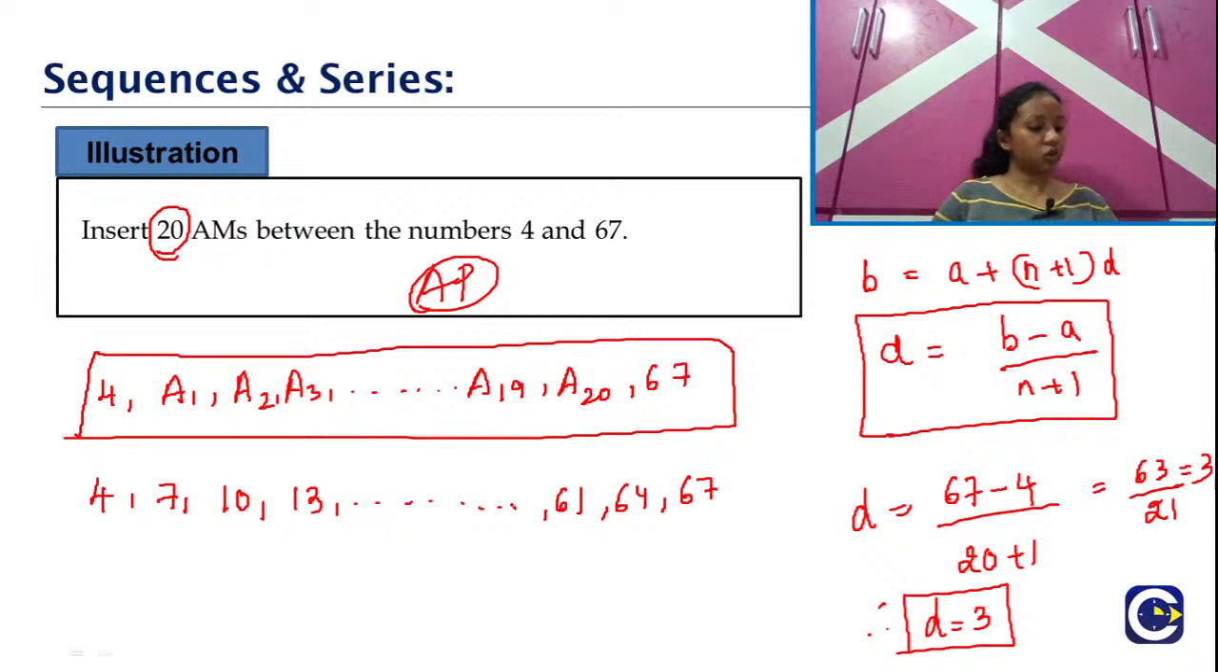Only one of you has given the answer. What about the others? Any doubts in this?